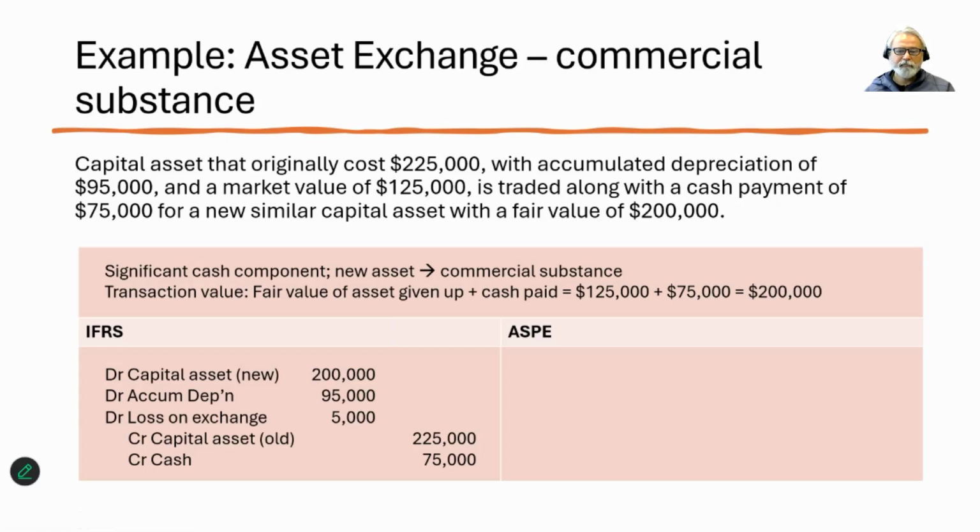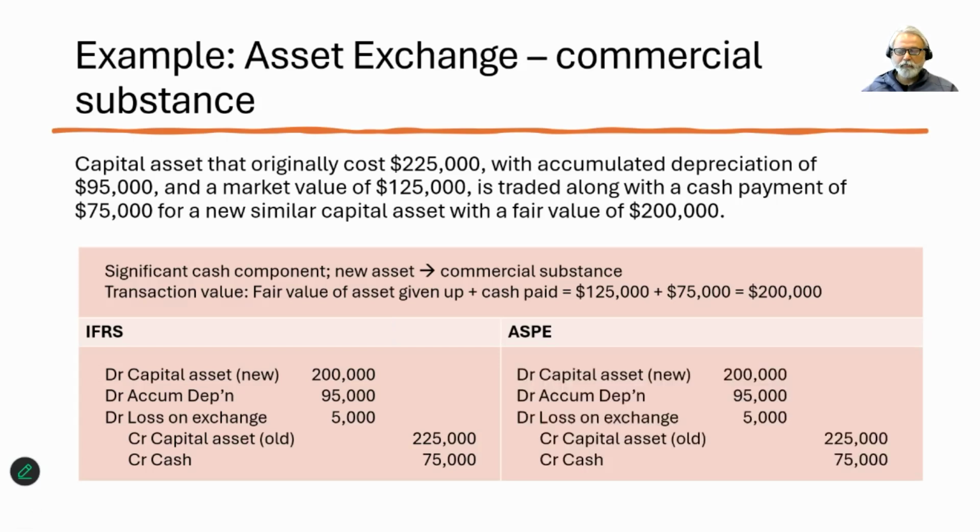Under IFRS, we want to use the fair value of the asset given up. ASPE says use whichever value is more reliable. Here, essentially, you will end up getting the same outcome for ASPE. You will debit the new asset at $200,000, derecognize the old asset, record the cash paid, and debit loss on exchange, $5,000.